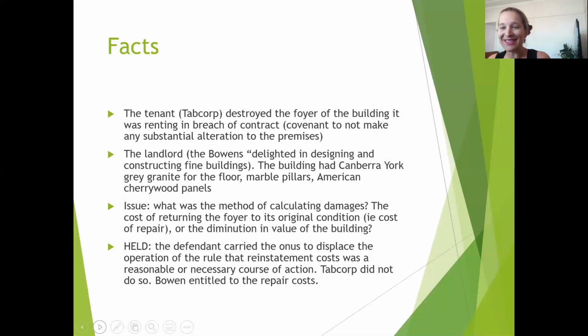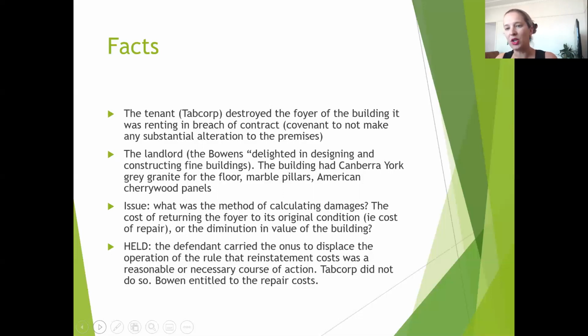So they dismissed Tabcorp's appeal and said that no, the diminution value method wasn't appropriate here. This was definitely a repair cost case. This was a reinstatement cost case. And the reason they saw it as appropriate here was they held that Tabcorp hadn't discharged the onus of showing that reinstatement costs was not a reasonable or necessary course of action.